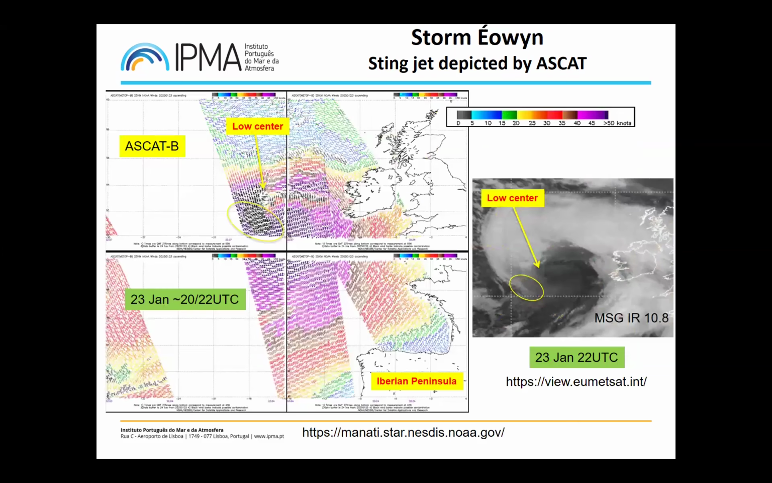Another storm was Eowyn, again with the sting jet, and it again depicted by ASCAT. And you can here see the combination of many passes with the strong winds in this southern part or southern border of the storm. And this was in a more recent storm.